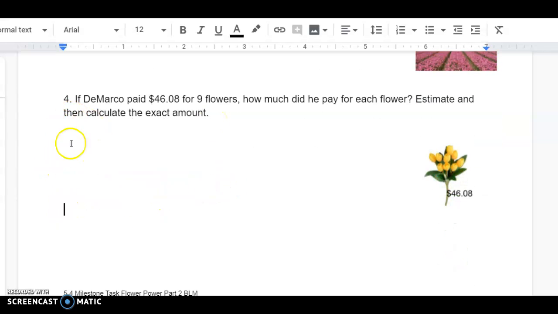Question 4. DeMarco paid $46.08 for 9 flowers. How much did he pay for each flower? Estimate and then calculate the exact amount.